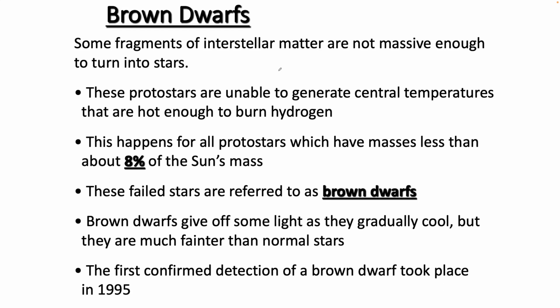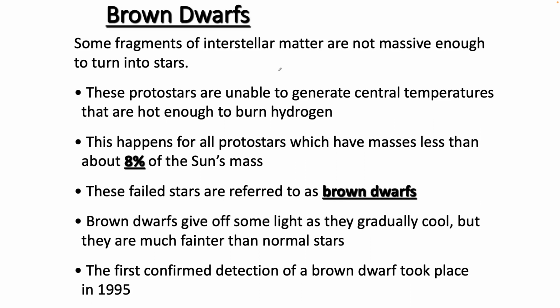So you need specific instruments to search for brown dwarfs, right? And we also used to call these failed stars, because these stars failed at some point to continue in their life cycle, right? So these are called brown dwarfs. Brown dwarfs give off some light as they gradually cool, but they are much fainter than normal stars, and that is why it's very hard to detect a brown dwarf.